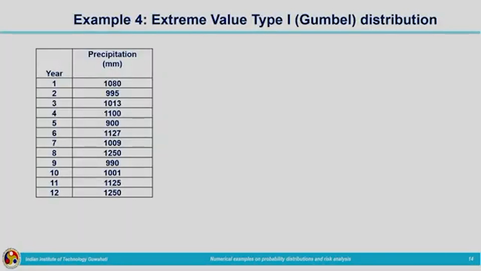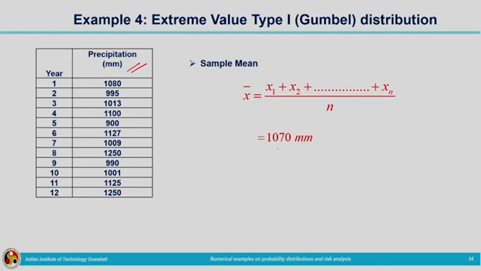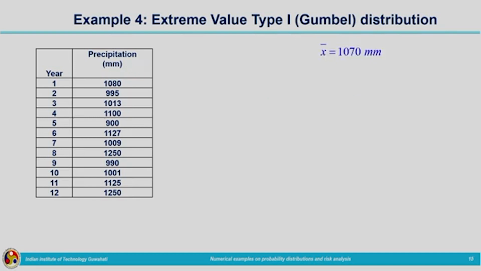So, these are the data given to us. Now, we can compute the mean value by taking the average of these values given for precipitation. So, sample mean is given by x1 plus x2 plus up to xn divided by n. Here we have data up to x12. So, we will be dividing it by 12. So, this can be calculated as 1070 millimeters. Now, the next step is to compute the sample standard deviation. X bar is 1070 millimeter.